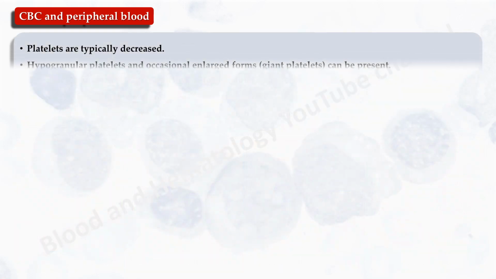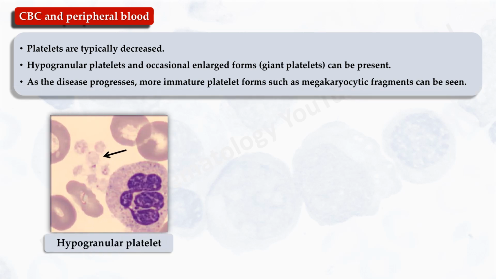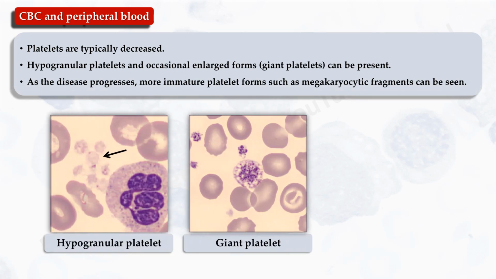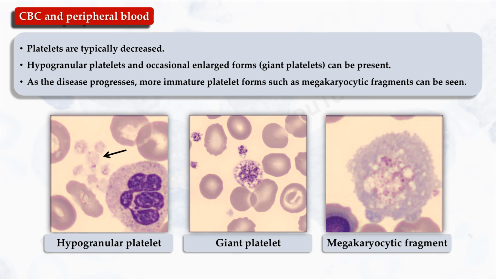Platelets are typically decreased. Hypergranular platelets and occasional enlarged forms, or giant platelets, can be present. As the disease progresses, more immature platelet forms such as megakaryocytic fragments can be seen.